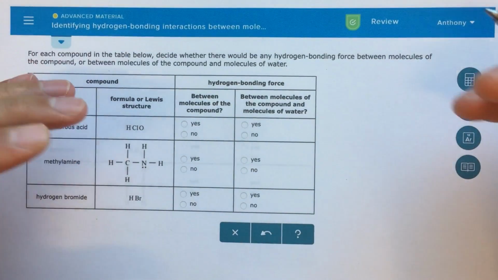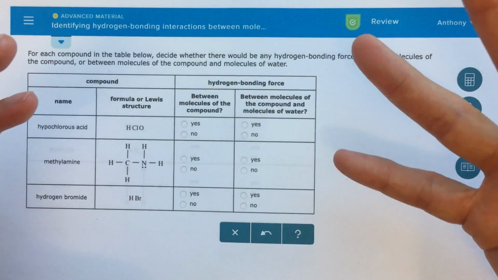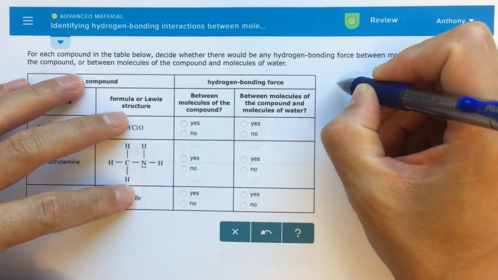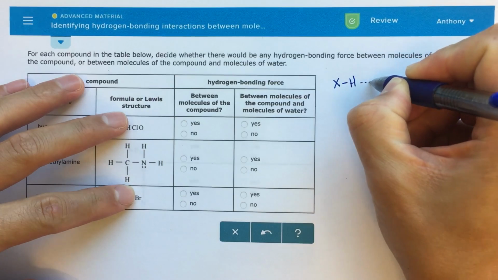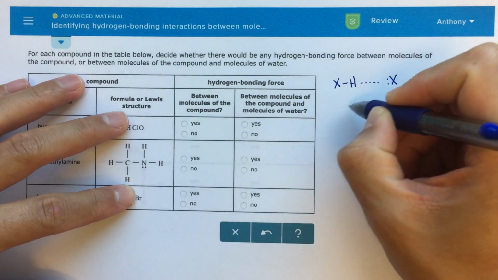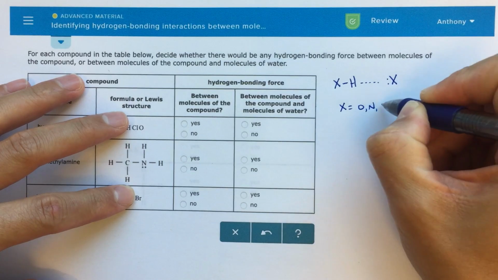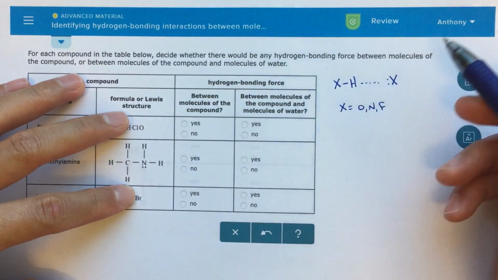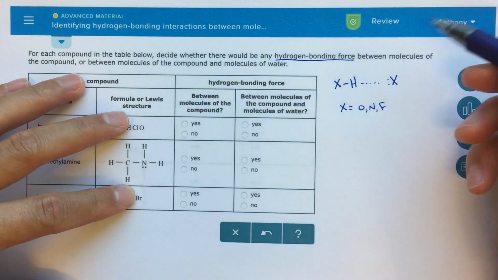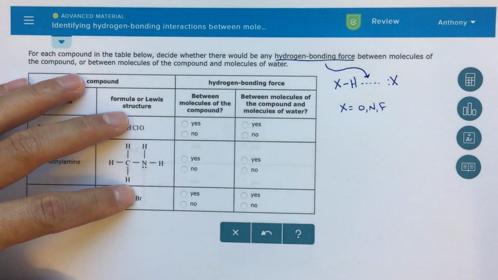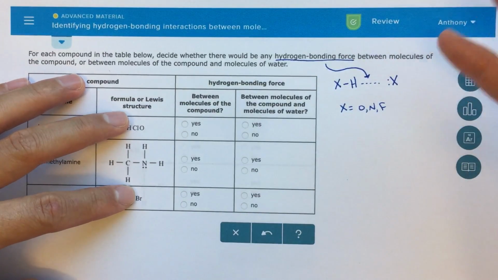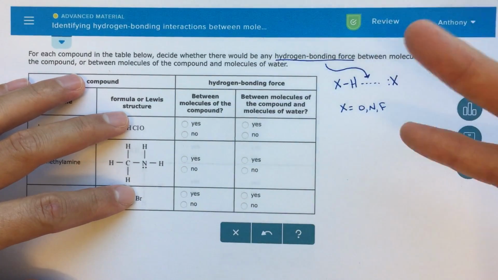The first thing that we really need to talk about is what a hydrogen bonding interaction or hydrogen bonding force is. And the way that I like to depict a hydrogen bonding interaction is like this, where X equals O, N, or F. So this dashed line here, that's really what we're talking about when we say hydrogen bonding force. And really, a hydrogen bonding force is a really strong dipole-dipole interaction. So those of you who are taking chemistry right now, you might be talking about intermolecular forces and dipole-dipole interactions. And a hydrogen bond is really just a really strong special case scenario dipole-dipole interaction.